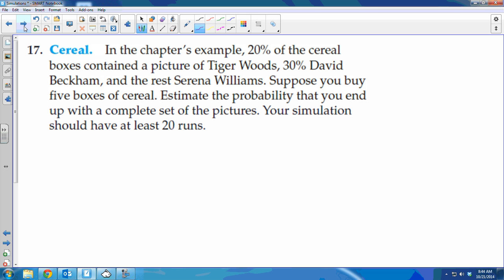Okay, so this is not asking us to do the same thing as we did yesterday. Yesterday, we're trying to figure out the typical number of boxes you have to buy to get a complete set of cards. This one's saying you buy 5 boxes. How often are you actually going to get a complete set? All right, it's a little bit different.